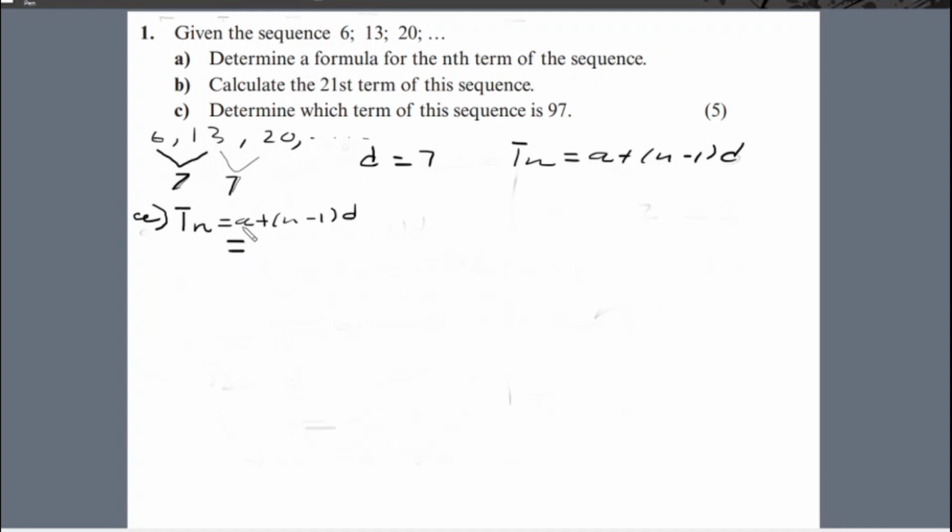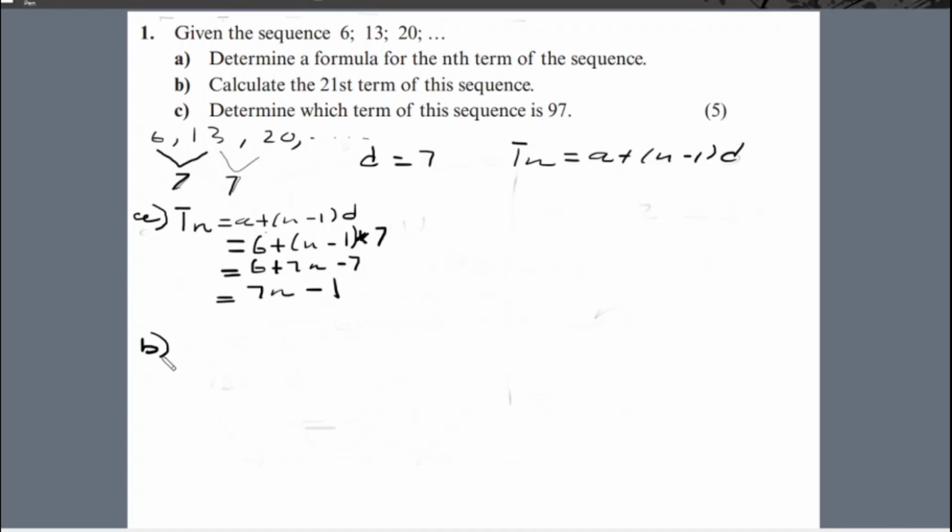So okay, when we self-substitute, a is our first term, in this case 6, plus n minus 1 times d, where d is our common difference, which is 7. If you simplify, I will have 6 plus 7n minus 7. Therefore we will have 7n minus 1, the formula for tn.